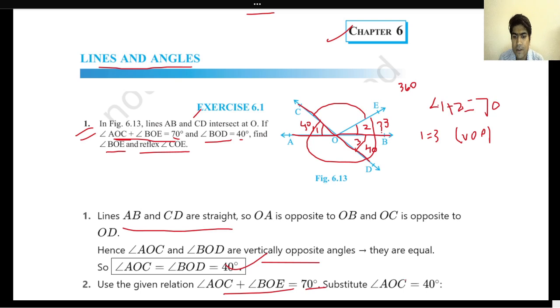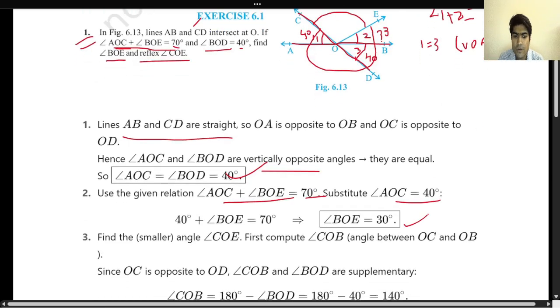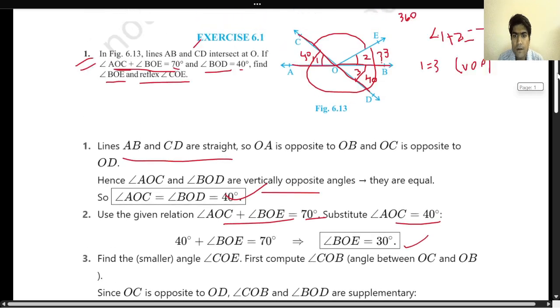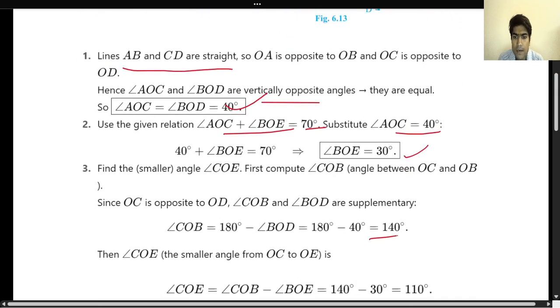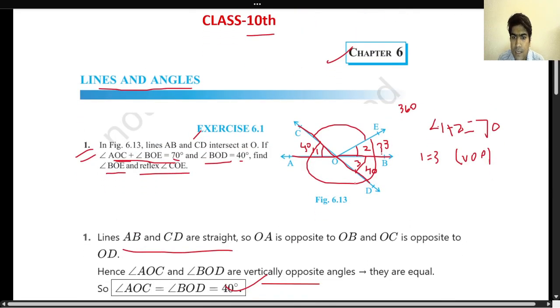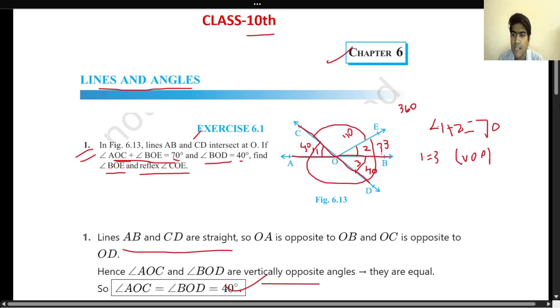Angle AOC plus angle BOE is equal to 70 degrees. If angle AOC is equal to 40 degrees, then angle BOE is equal to 30 degrees. So we know that. Now if we find COB and BOD: if this is 40, then COB will be equal to 140, and you have found out this is 30, so it will be 110. So you can find the reflex angle, the remaining, 360 minus 110, that is 250.